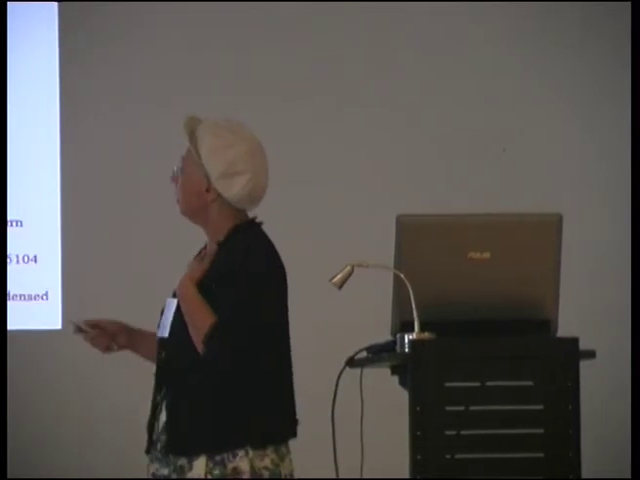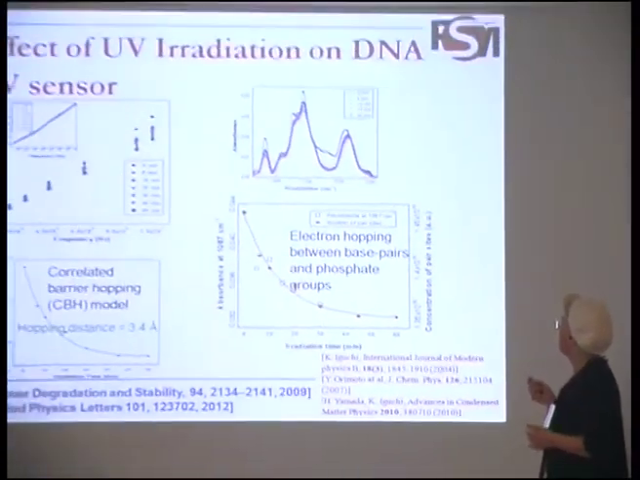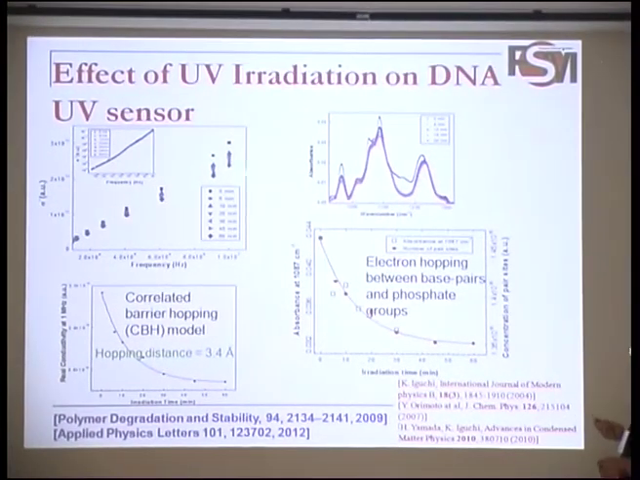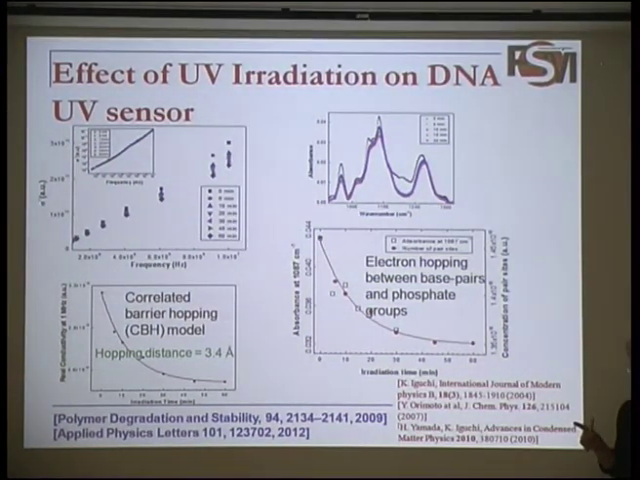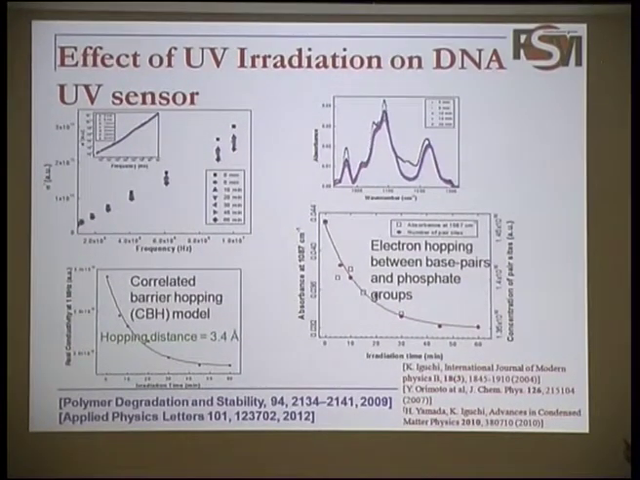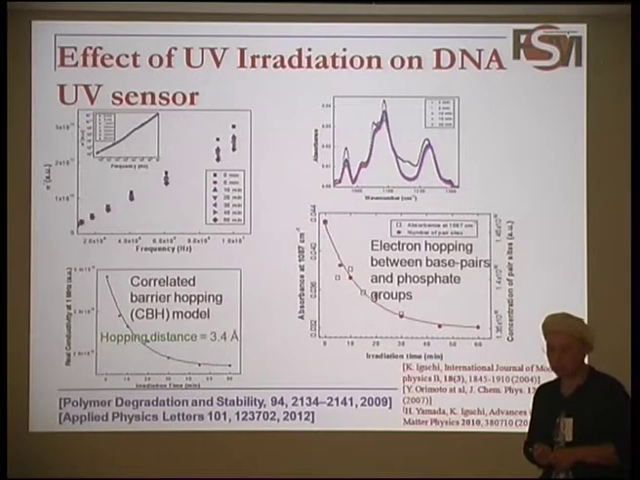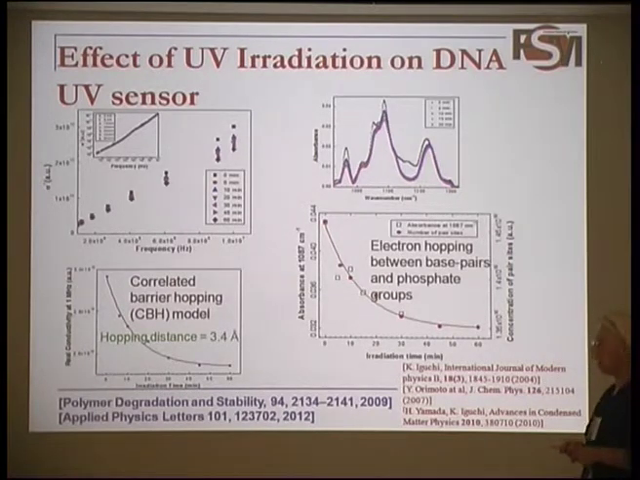We use a DNA film and measure the conductivity of this film as a function of frequency, and irradiate the film over time. These are the curves of the real conductivity of the sample, and taking the data obtained at 1 megahertz, this data here, we can study the conductivity using the correlated barrier hopping model.